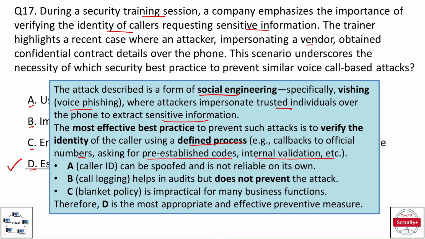So option A, caller ID can be spoofed and is not reliable on its own. Option B, call logging helps in audits but does not prevent attacks. And option C, blanket policy is impractical for many business functions. So therefore, option D is the most appropriate and effective preventive measure.